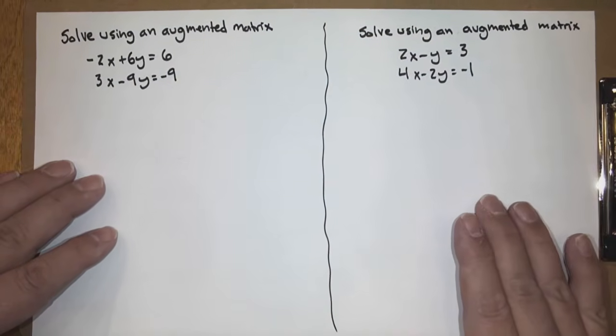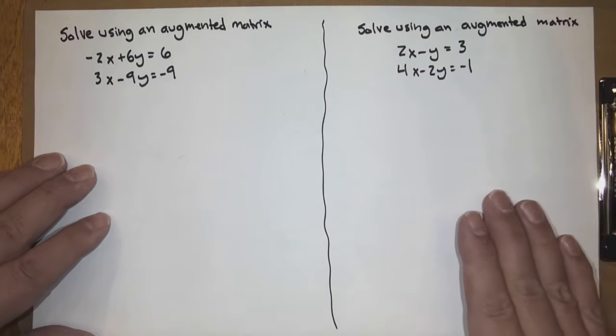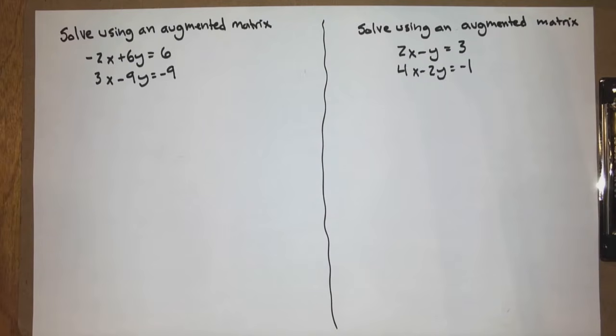So here we have 2 equations. And we're asked, solve these using an augmented matrix. So we'll do both of them. Doesn't matter which order we do them. You want to do the one on the left first or the one on the right first? The right. All right, bold choice.